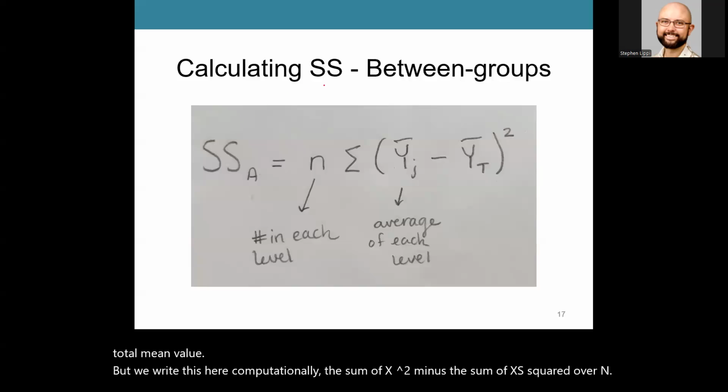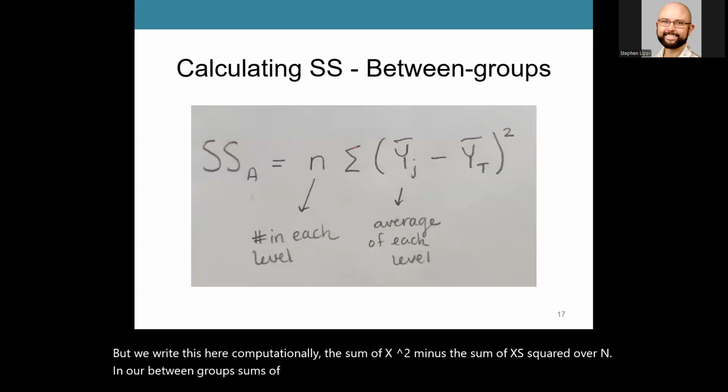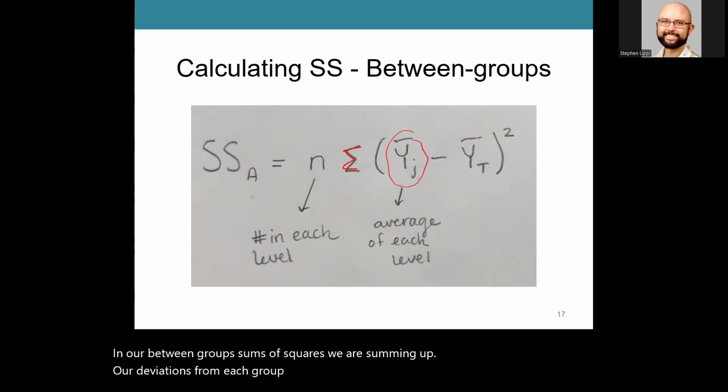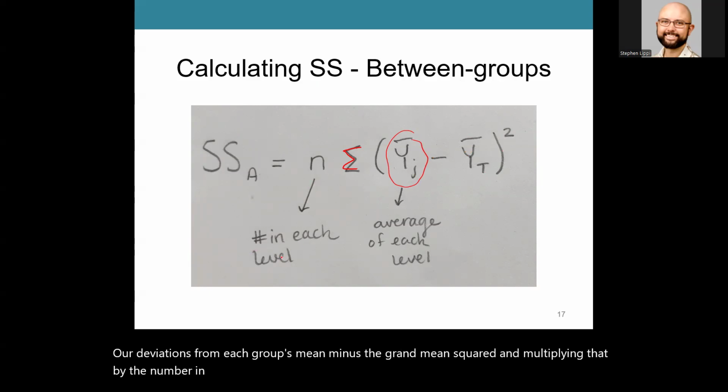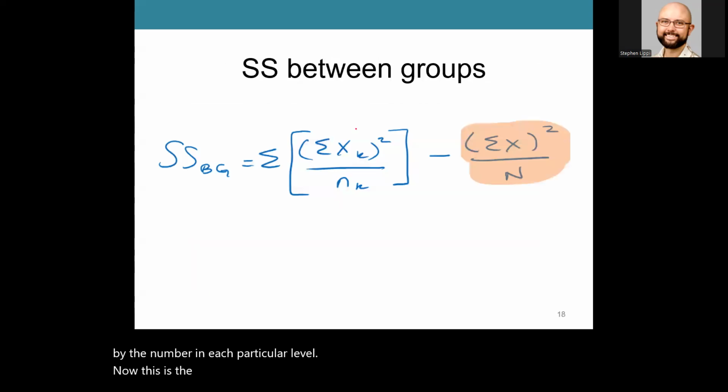In our between groups sums of squares, we are summing up our deviations from each group's mean minus the grand mean squared and multiplying that by the number in each particular level. Now, this is the definitional formula. We can rewrite this in our computational formula.